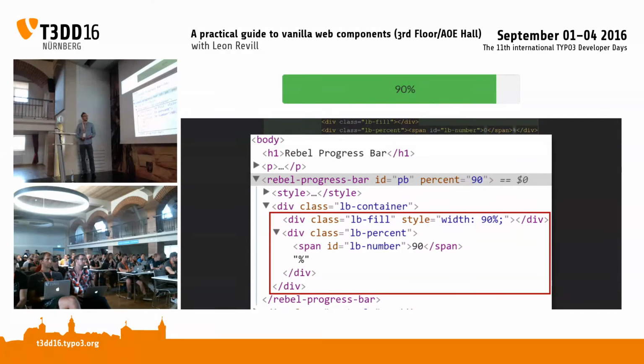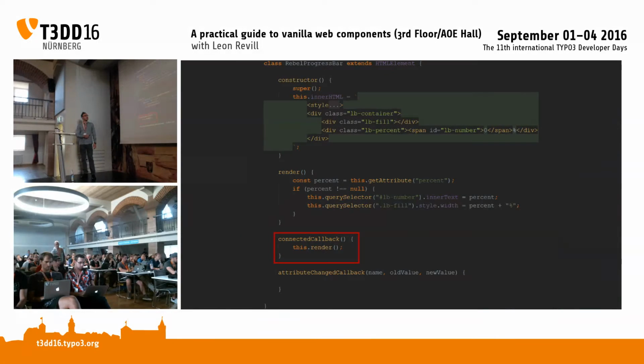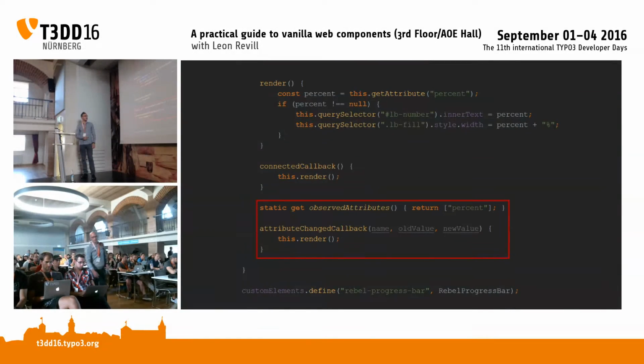A progress bar, though, isn't going to have a static value. The whole point of a progress bar is that it's updated over time depending on something that's happening in the application. So what we need to do now is be able to react to changes when that attribute value changes. And we can do that by using the attribute change callback, which we looked at earlier.